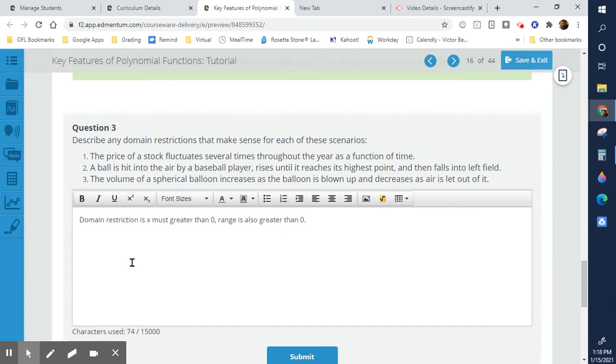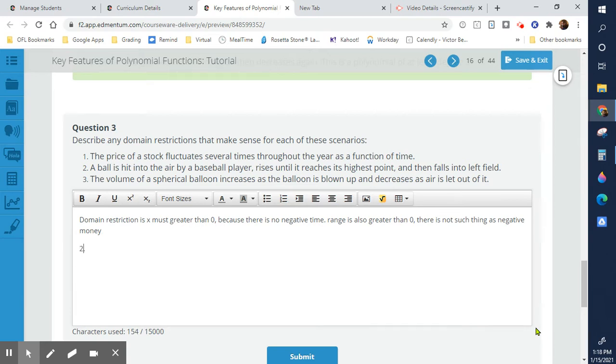Must be greater than 0 because there is no negative time. It also depends, because if you're keeping track of something before you bought the stock or before you started keeping track of it, there shouldn't be a function for it because you don't know what the value was. So range is greater than 0. There is no such thing as negative money.